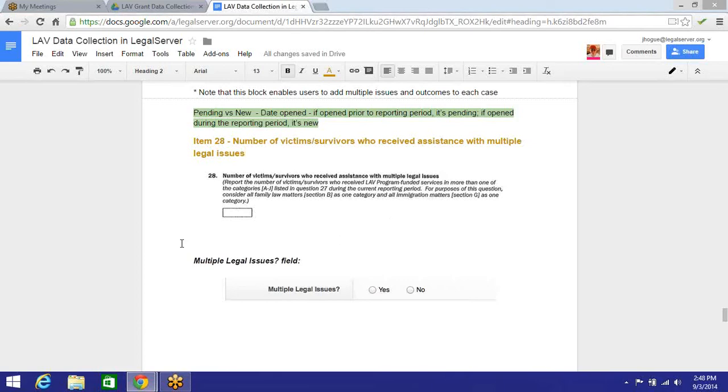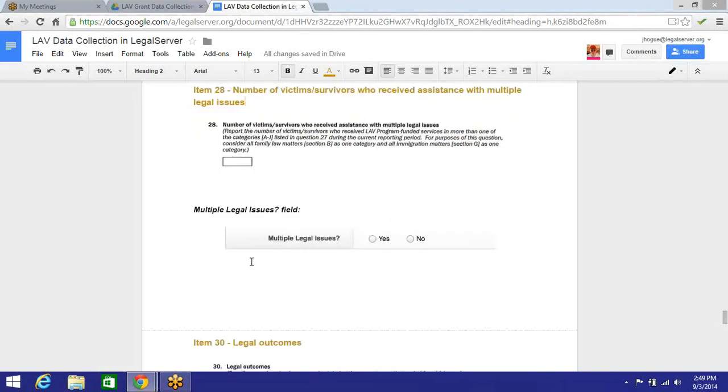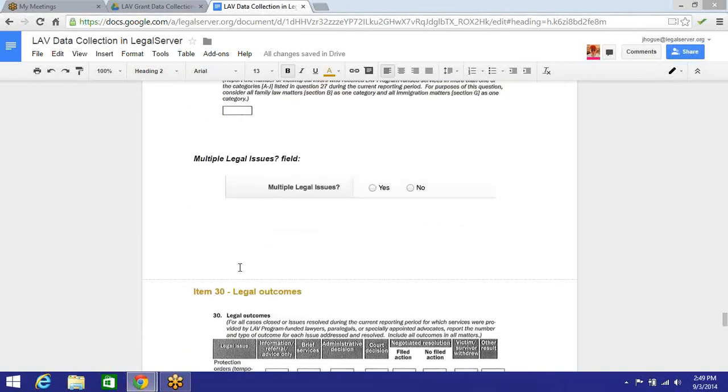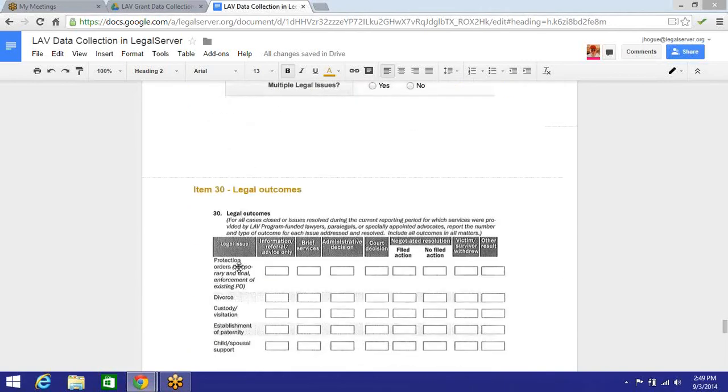So there are other legal issues that can touch it, and unless somebody wants to volunteer with the definition, no one knows where the boundary is between a related legal issue and something that should be a separate case. I think every program interprets that differently. But regardless of how you interpret it, you can use a single Boolean, meaning yes, no, field in LegalServer to say multiple legal issues. Any comments on that, guys? Okay.